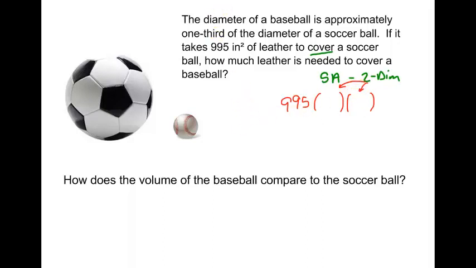Well, what is the scale factor? They told us the diameter all the way across this ball compared to this diameter is 1/3 the size. So therefore my scale factor is 1/3. That I'm going to put in to my two-dimensional spots. So 1/3 and 1/3 again. So if the soccer ball is 995 square inches, then that means I multiply that by 1/3 twice, or divide by 3 twice, and I get 110.5, and that repeats. This would be square inches needed for the baseball.